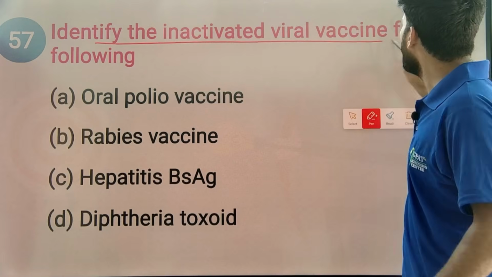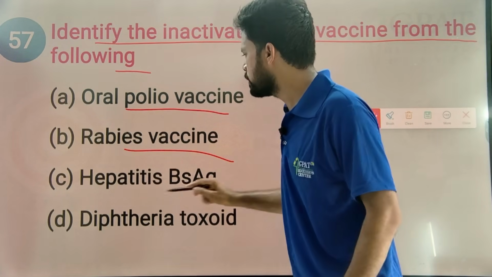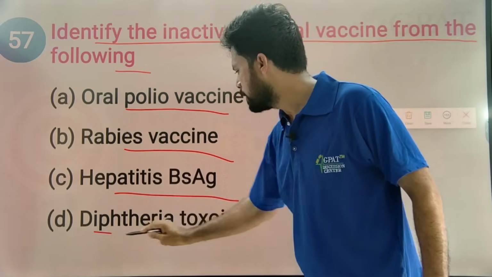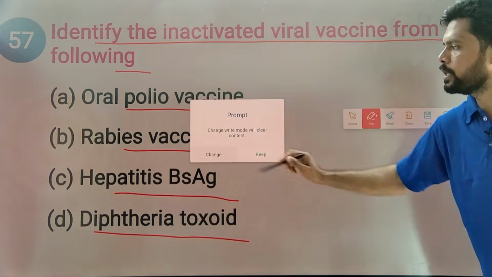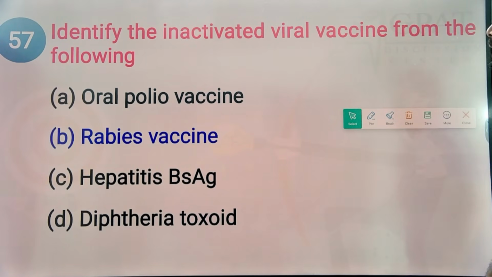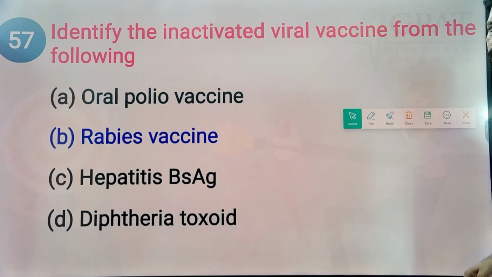Identify the inactivated viral vaccine from the following: oral polio vaccine, rabies vaccine, hepatitis B, diphtheria toxin. So oral polio, rabies, hepatitis, diphtheria. The answer is very clear. Rabies vaccine is the inactivated viral vaccine from the following.